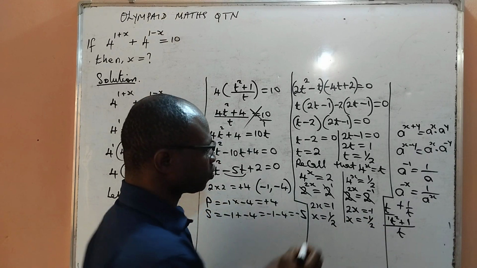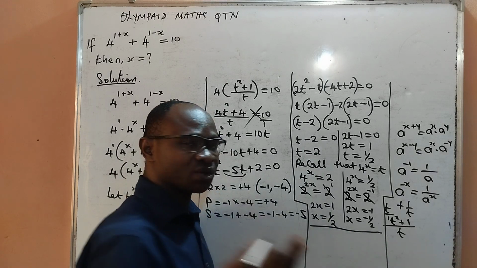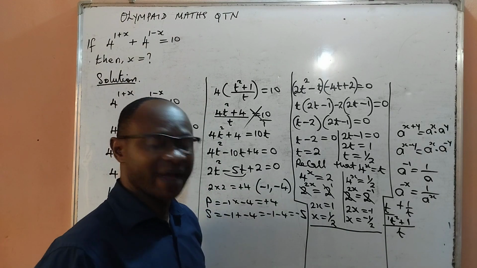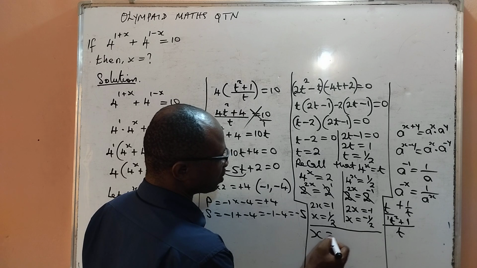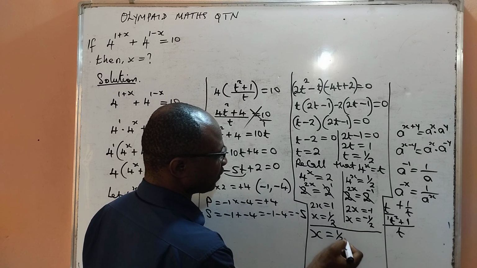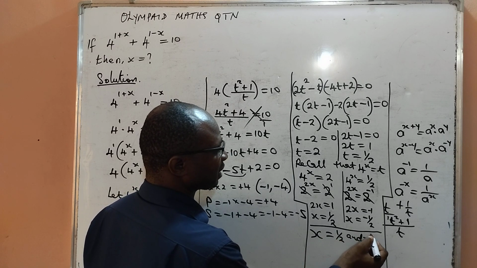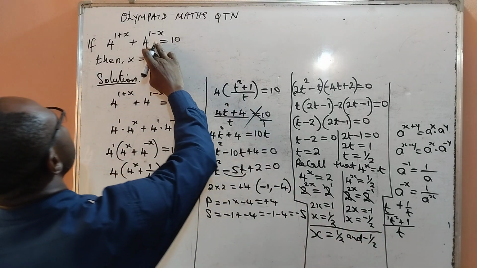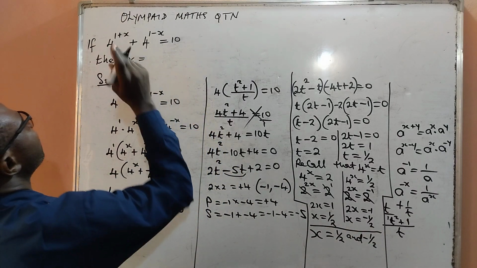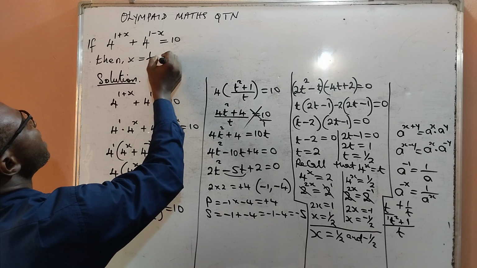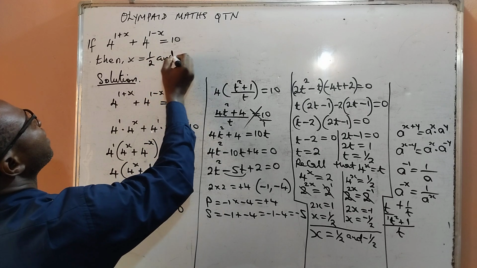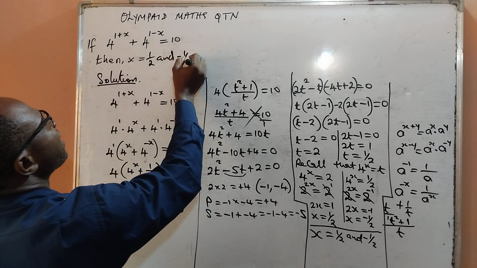In conclusion to this question, we are asked to solve for the values of x. The values of x are 1 over 2 and negative 1 over 2. So from here, the answers for the value of x are half and negative half.